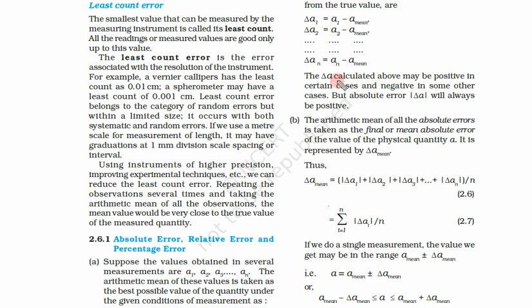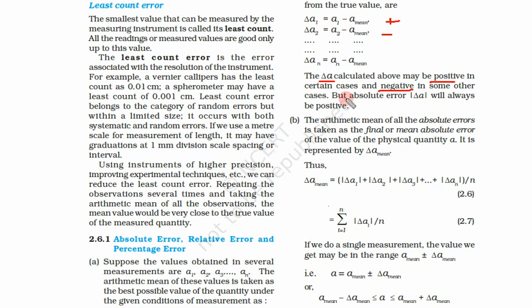Sometimes delta A calculated from the above method may be positive or negative. So suppose the mean value is lower than the measurement, then we get a positive value. If the mean value is higher than the individual measurement, then we get a negative value.